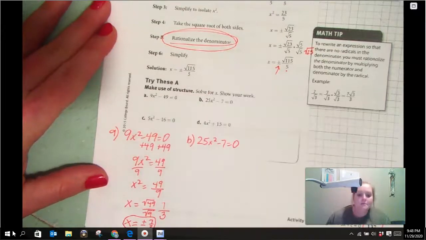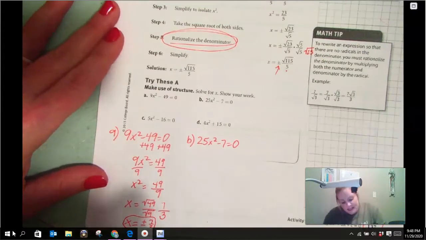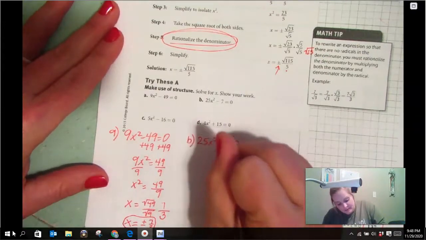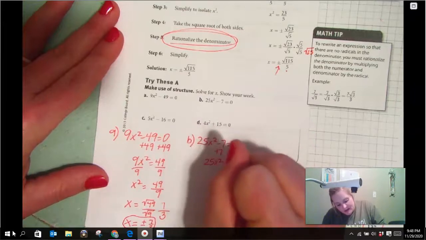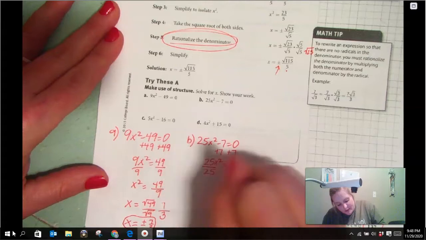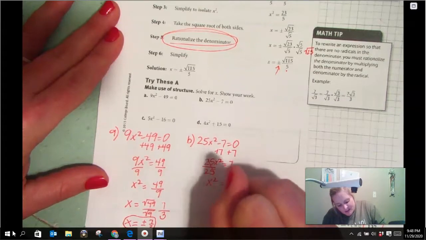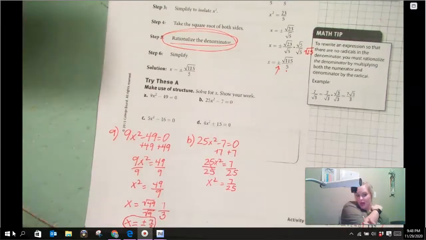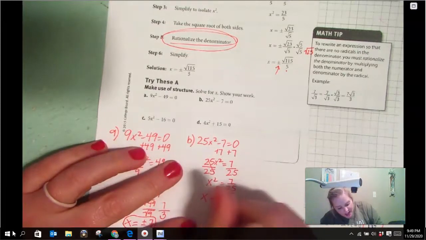All right, here we go. First step is add 7. 25x squared equals 7. Divide by 25 on both sides. x squared equals 7 divided by 25. Okay, then I'm going to take the square root of both the numerator and the denominator.